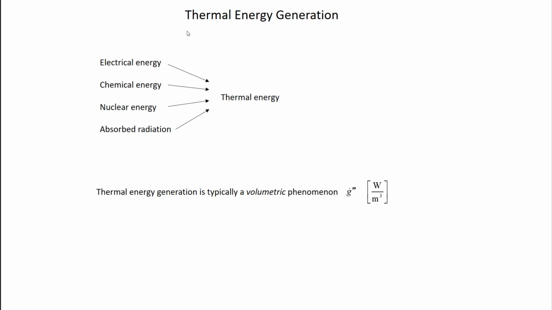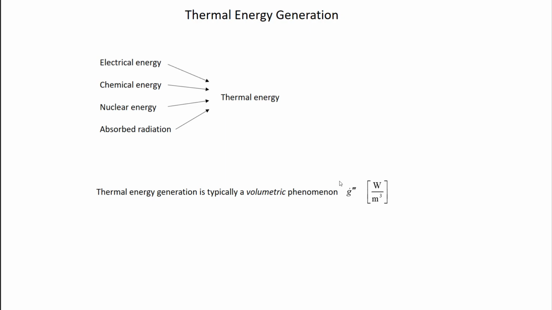One thing that you have to get comfortable with when we're talking about thermal energy generation is this idea that thermal energy generation is typically a volumetric phenomenon. It's not usually occurring at a surface, right? It's not a boundary condition. Instead, it's something that occurs within a body, throughout its volume.